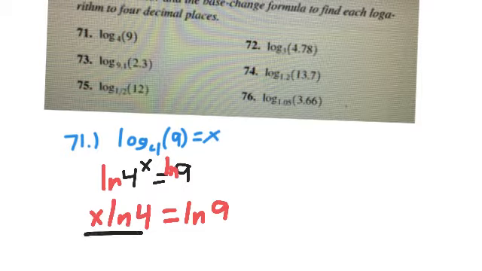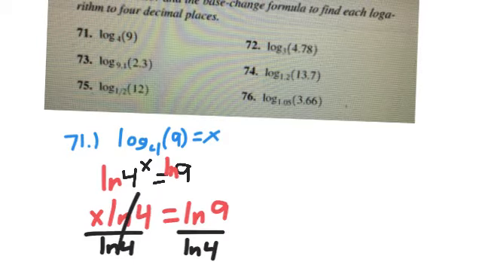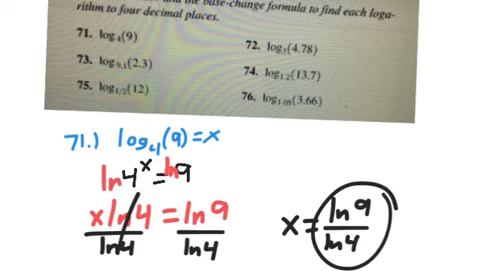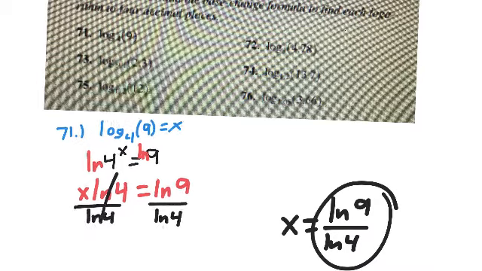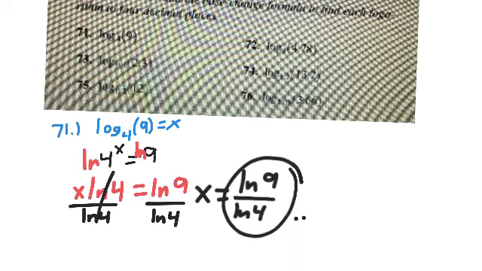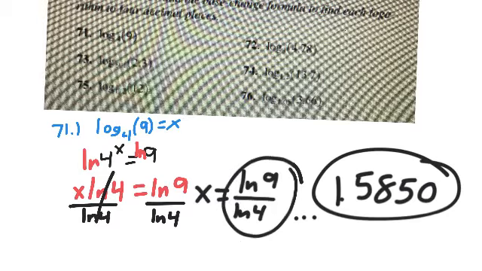Now x is being multiplied by the natural log of 4, so I would divide by the natural log of 4 on both sides. That tells me x equals the natural log of 9 over the natural log of 4. If it told me to give an exact answer, that would be the exact answer. But we read our directions, and it tells me to round to 4 decimal places. So if I put that in my calculator, it would be 1.5850, rounded to 4 decimal places.